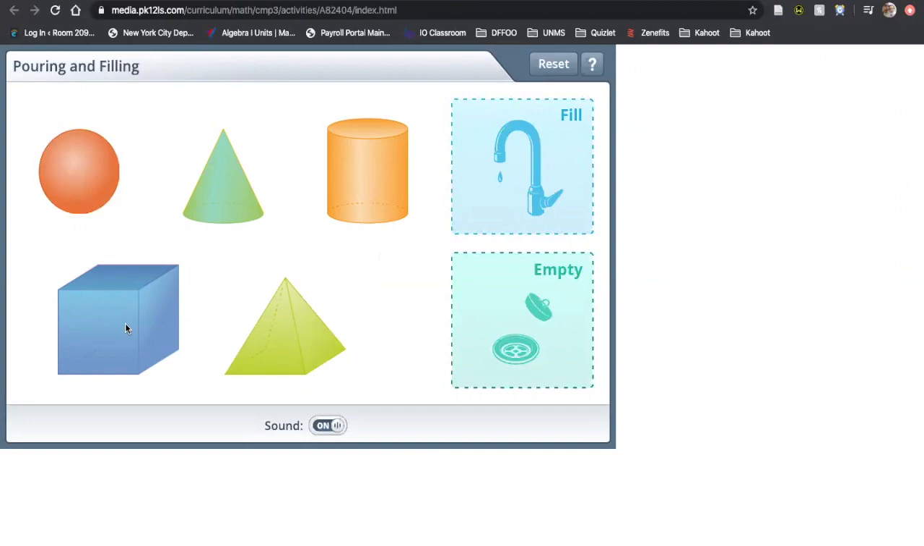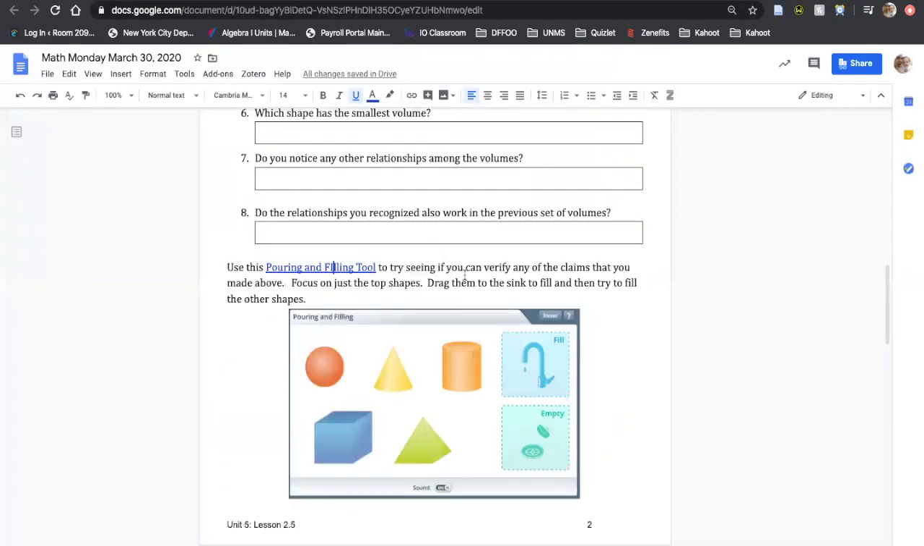So you're going to see, are there any other relationships that are similar between these shapes here. Play around with it, look at the numbers, see if you notice any patterns. And then we're going to discuss them during the live session, okay?